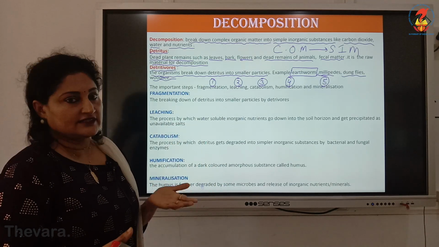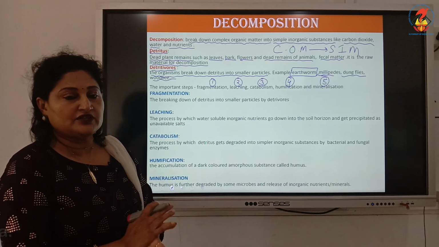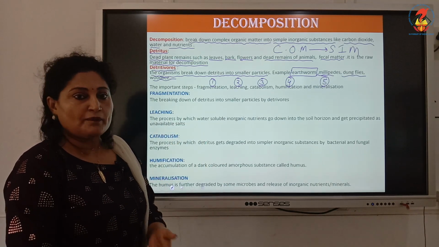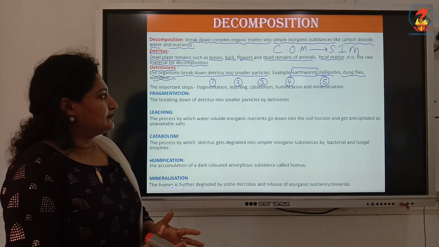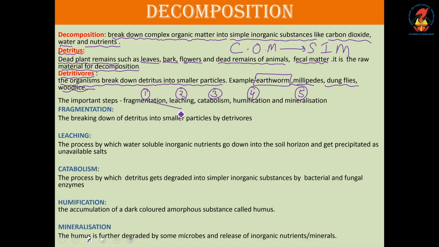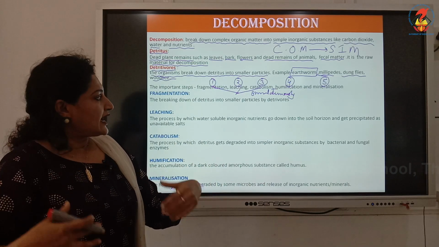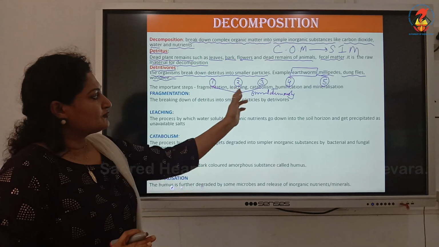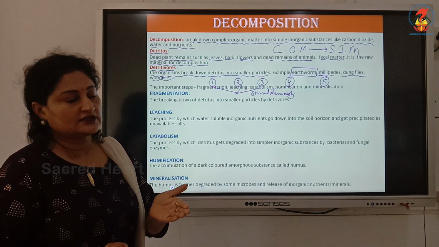So, now we know what is the detritus. It is the raw material for decomposition. It can be the dead body or parts of the dead body, plants or animals. So, this fragmentation, leaching and catabolism occurs simultaneously. It is not like after one step it moves to the second step and third step. No, it is being acted upon simultaneously. But the fourth and fifth occur in sequence.